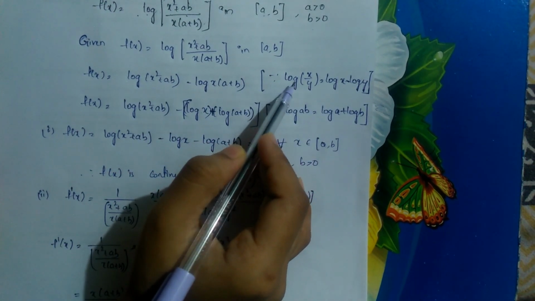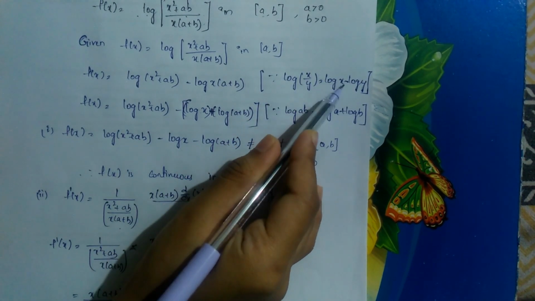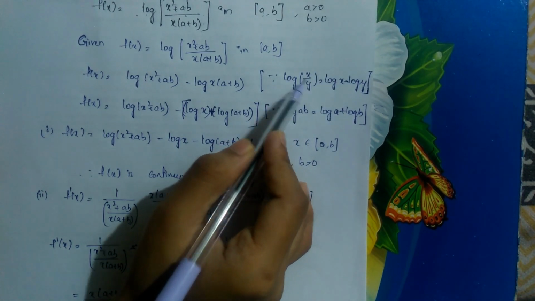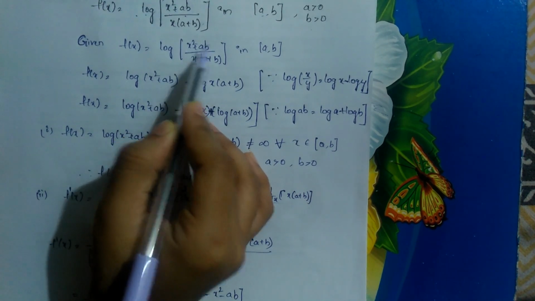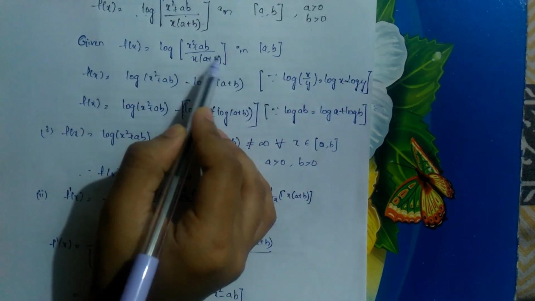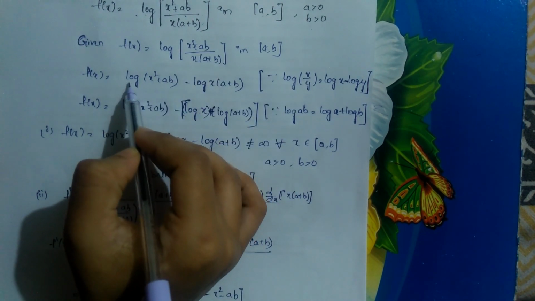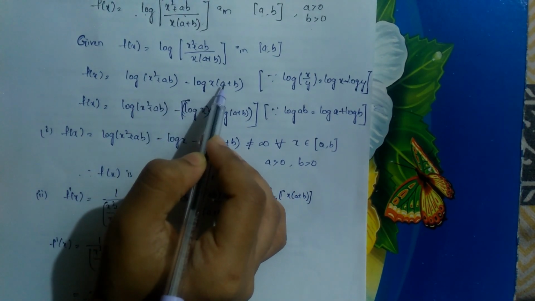So we have the formula that log of x/y can also be written as log x − log y. It means log of the numerator minus log of the denominator. So if we treat x² + ab as the numerator, that means as x, and the denominator x(a + b) as y, then we get the function as log(x² + ab) − log(x(a + b)).